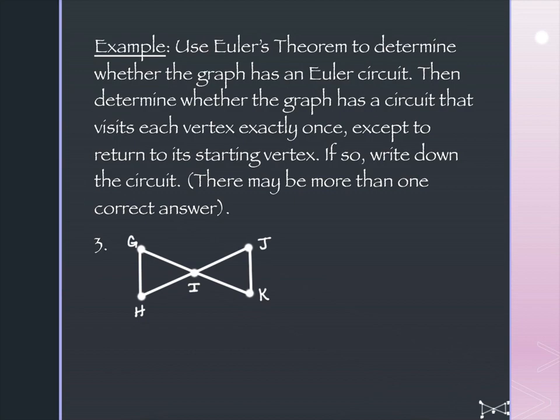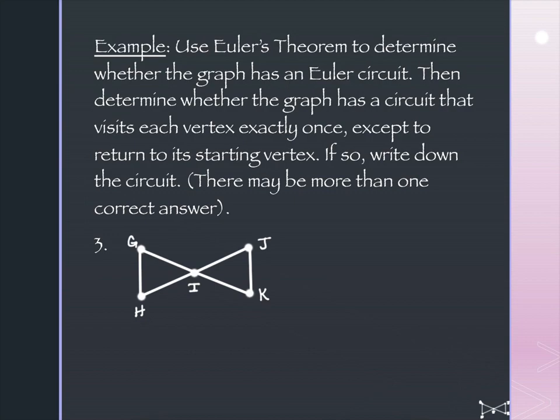It says, use Euler's theorem to determine whether the graph has an Euler circuit. That's just like what we did before. Then it says to determine whether the graph has a circuit that visits each vertex exactly once, except when it returns to the starting vertex. And then if so, write the circuit down.